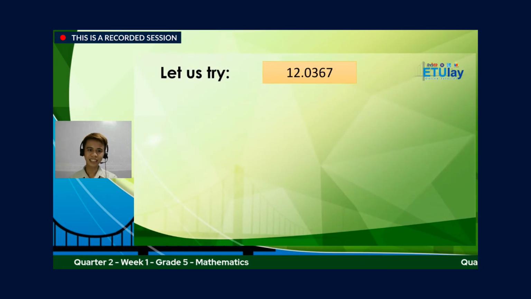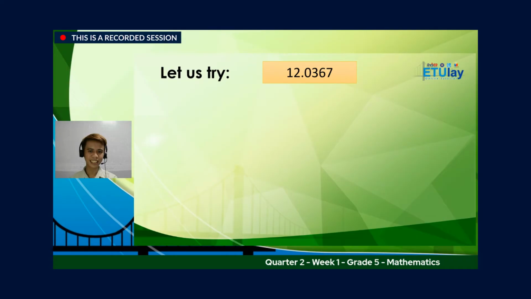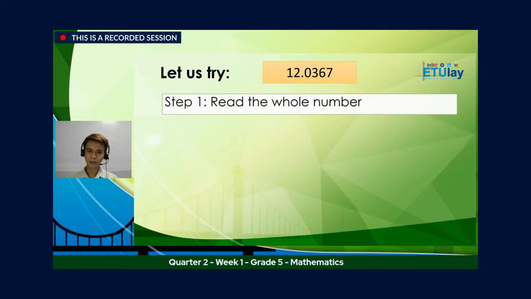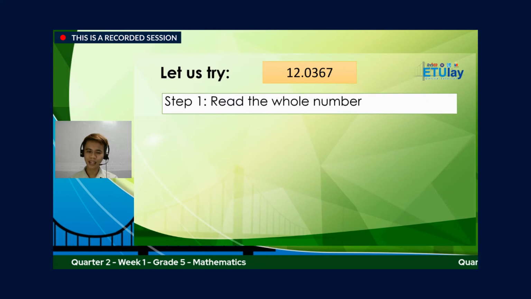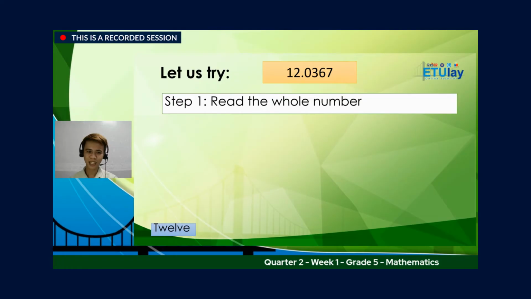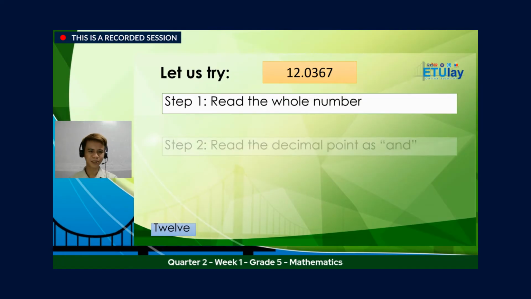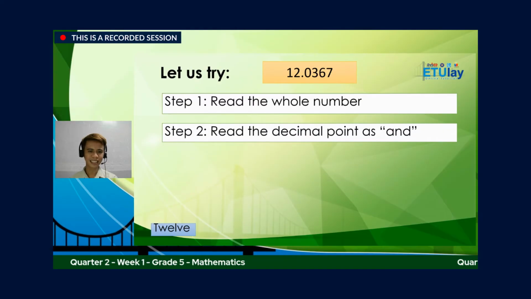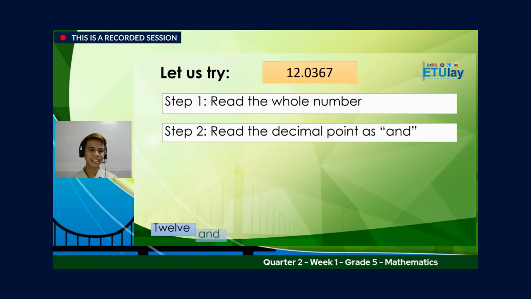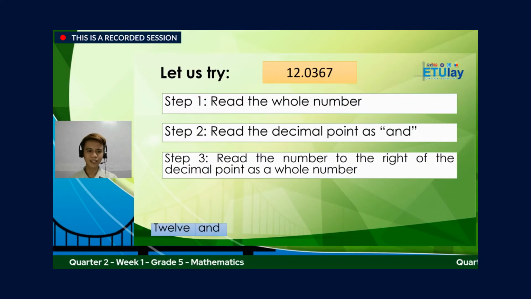Let us try reading 12.0367 using the steps in reading decimals. Step number 1, read the whole number. Ano nga ba ang whole number natin sa ating given number? 12. Very good. Step number 2, read the decimal point as end. So pwede na natin idagdag yung end, which is yung point. So 12 end. Very good. Step number 3, read the number to the right of the decimal point as a whole number. Ano nga ba ang mga digits na nasa right ng ating decimal point?